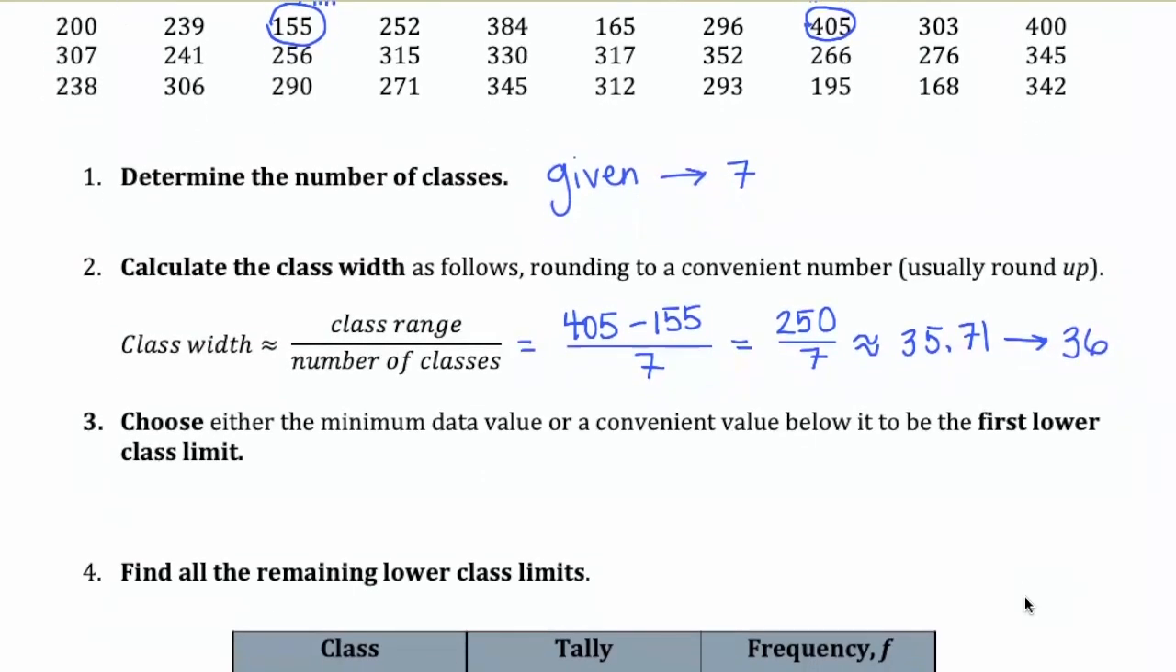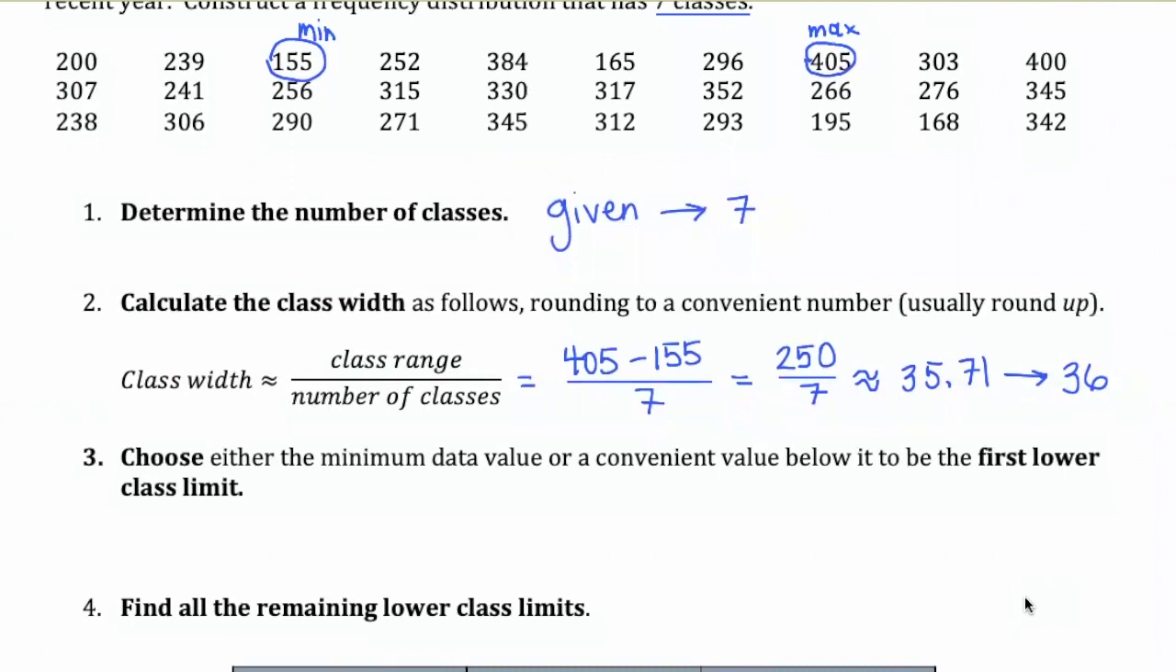All right, now it says choose either the minimum data value or a convenient value below it to be the first lower class limit. What does that mean? Well, my lowest number is 155, and that's kind of a decent number. It ends in a 5. If your number was something like 121, you might actually want to make it 120 just to have nice round numbers. So that's kind of a judgment call. Since this one ends on a 5, I'm going to say that that's going to work for us. So 155 is going to be my first lower class limit.